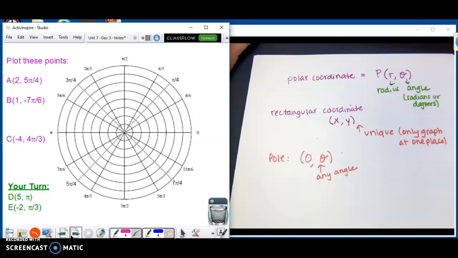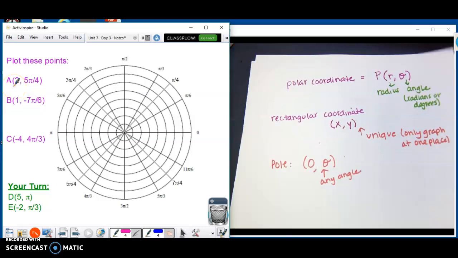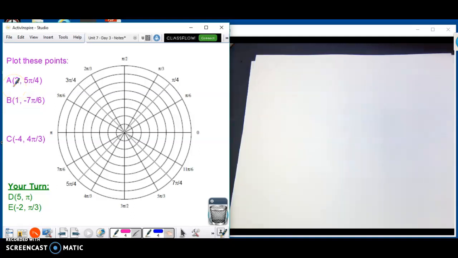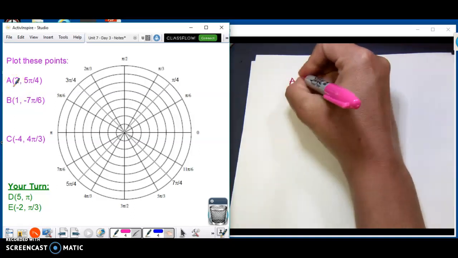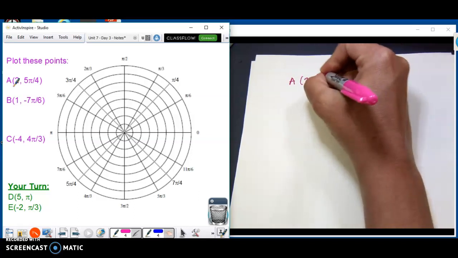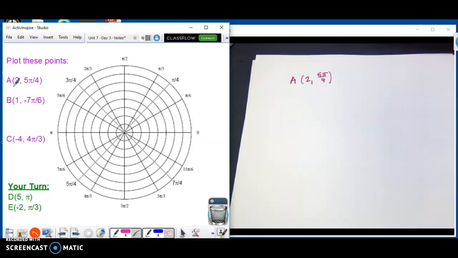Alright, so we're going to start by just plotting these points, and I am going to use this graph. If you don't have your own graph, you can just draw a circle and sketch from there. So we're going to plot the point 2, 5 pi over 4. Let me just write a little information on here. Okay, 2, 5 pi over 4.